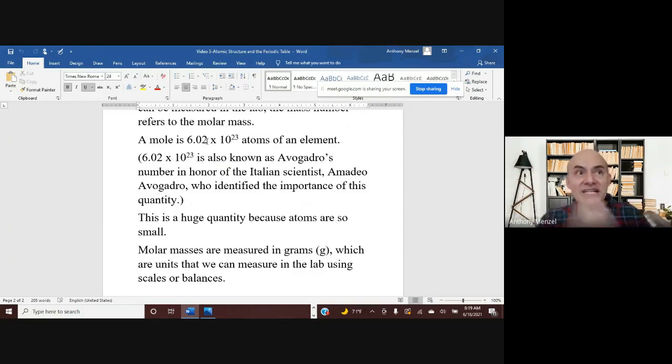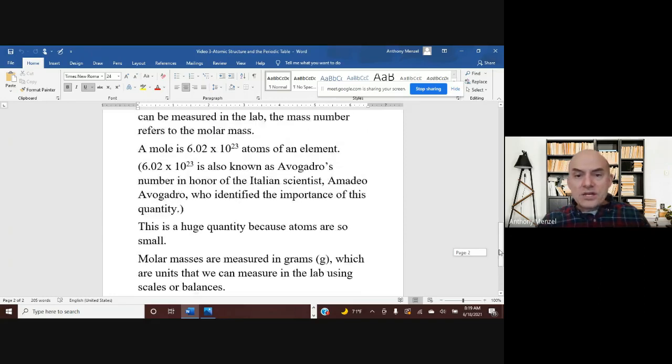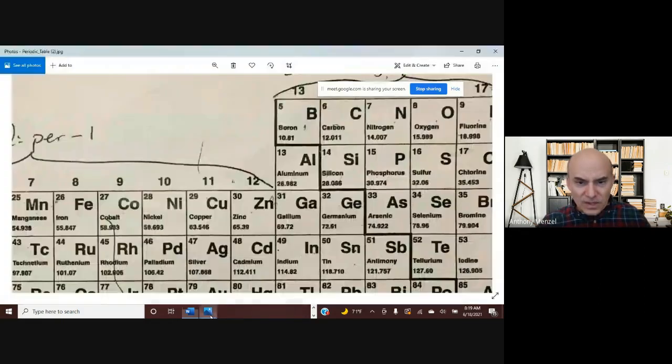So instead of counting a dozen atoms, we're going to be counting a mole of atoms because these atoms are so small. Now, as I was saying before, molar masses are measured in grams. That's the kind of units that you can measure in the lab using scales or balances. So this mass number, when we look at our periodic table, if it's an atom, it's the mass of an atom in atomic mass units. If it's a mole, which is what we're actually going to be able to measure in the lab, then it's in grams, because when you are working in the lab, what you're going to be measuring on your scale is in grams.